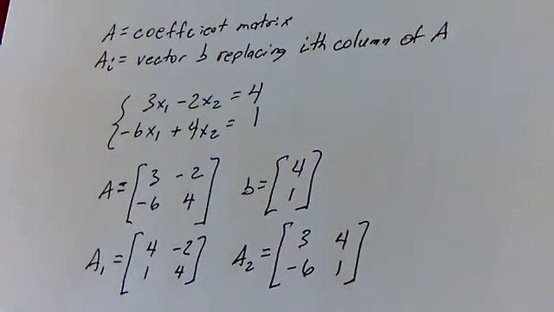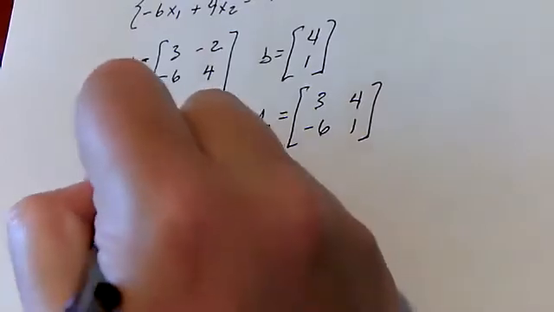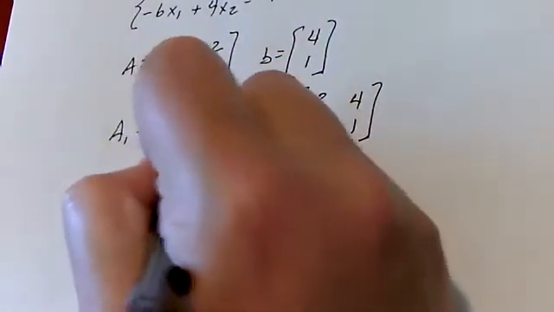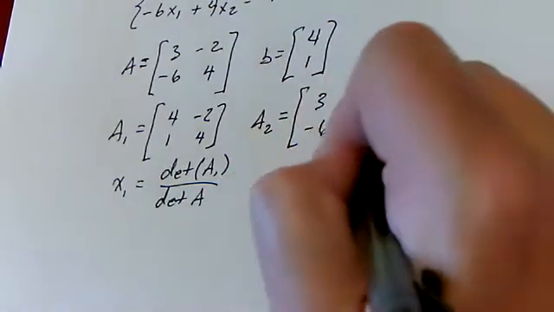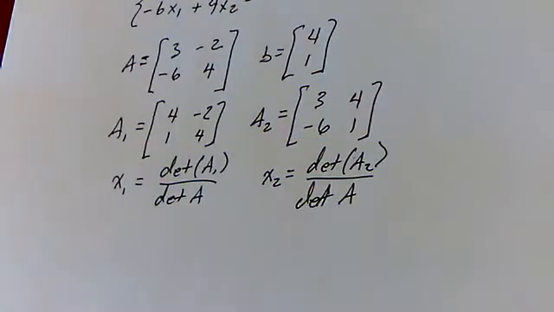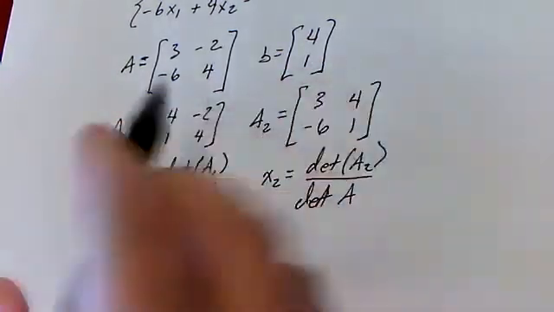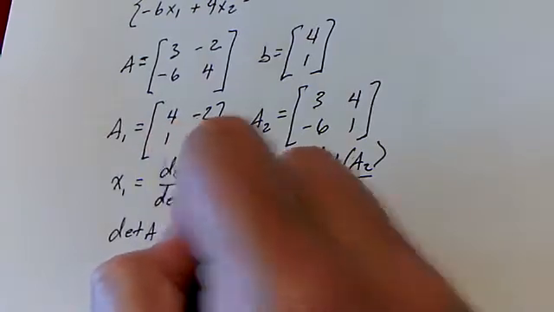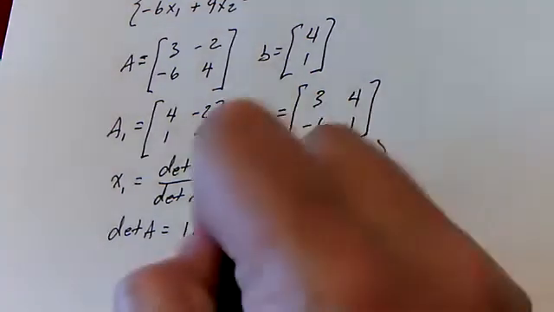Each x sub i that I'm looking for, x1 for example, is going to be the determinant of A1 divided by the determinant of A. Similarly, x2 is going to be the determinant of A2 divided by the determinant of A. So you can see I need these determinants. The determinant of A is going to be 3 times 4 is 12, minus negative 6 times negative 2, which is a positive 12. So it's minus 12.